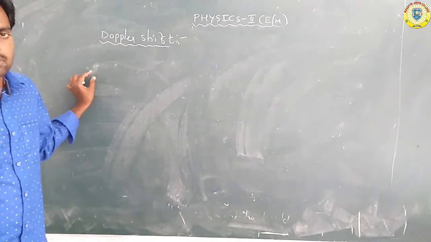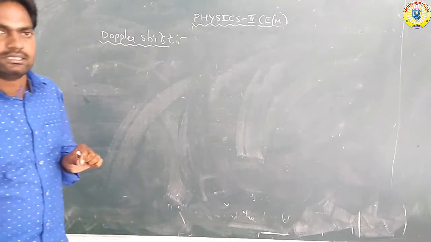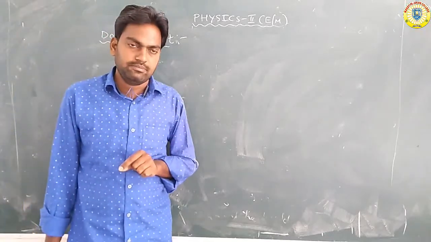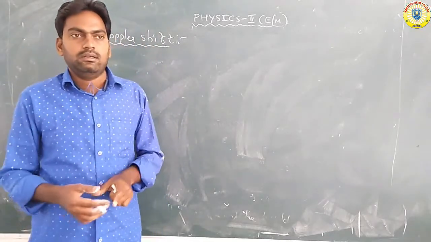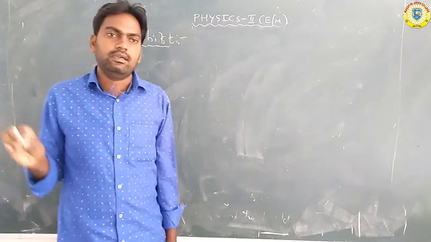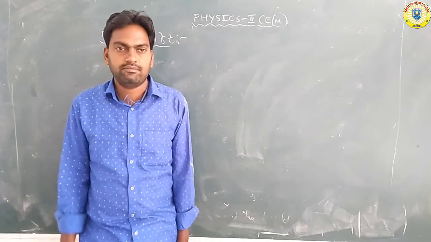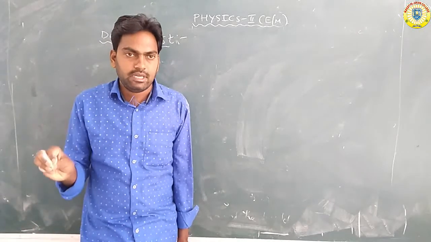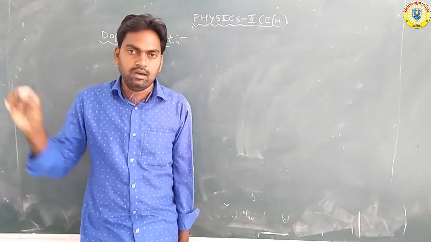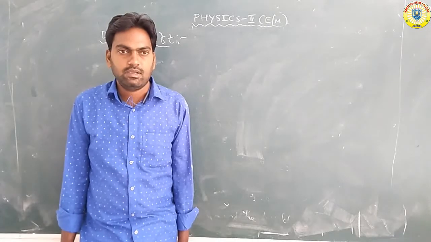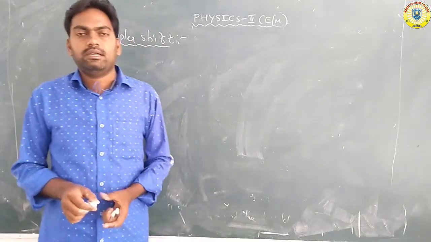So what is the Doppler shift? Doppler shift means a change in frequency due to relative motion. For example, a rail engine whistle approaches a person standing on a platform. The apparent frequency is greater than the actual frequency.